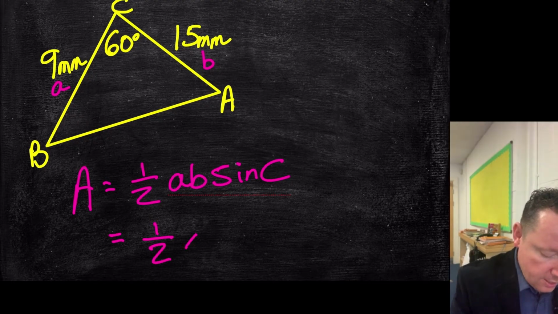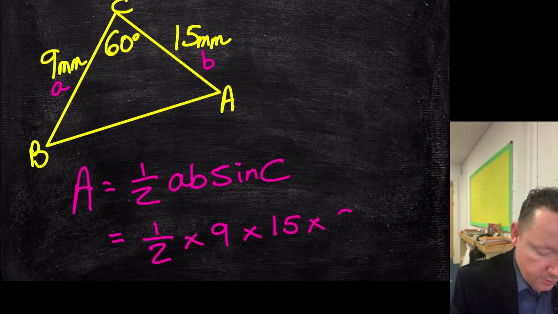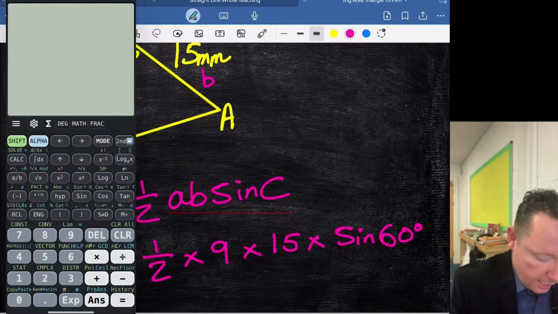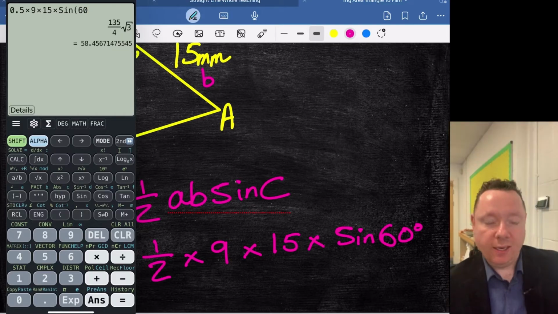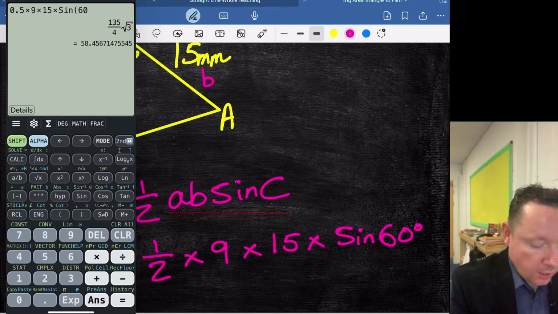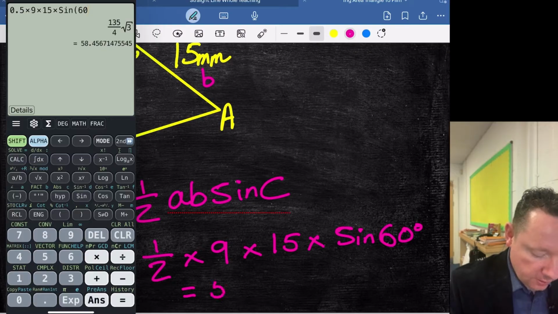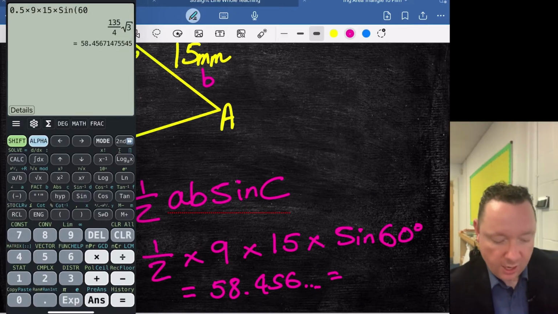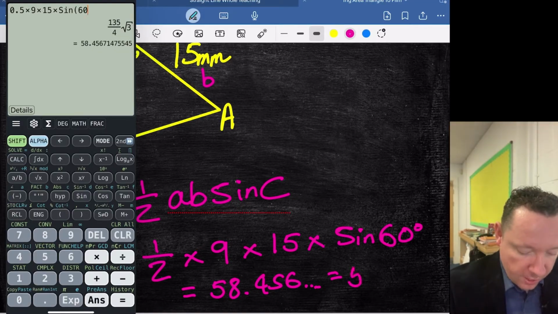So that's a half times 9 times 15 times the sine of 60. Now this is a calculator question, so you just get your calculator to work that out. A half, 0.5, times 9 times 15 times sine 60, making sure my calculator is in degrees. Notice mine gives it as a strange answer, but just ignore that for now. It's the decimal we're looking for. So the answer is 58.456... and it goes on forever, or we could just round that to one decimal place, say 58.5, and the units are centimetres squared.